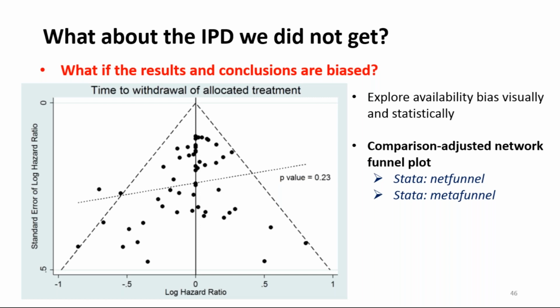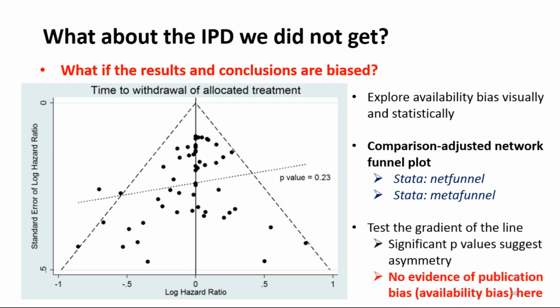So we're looking for any asymmetry here in the data points, whether there seems to be any obvious gaps. And also we have a dotted line along here and a p-value. And this is a test of the gradient of this line, testing whether the gradient of this line is different from 0. And a significant p-value here would suggest asymmetry, would suggest publication bias, or in this case, availability bias.